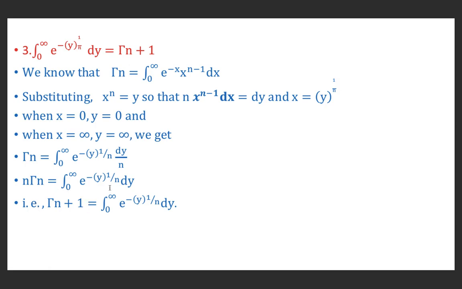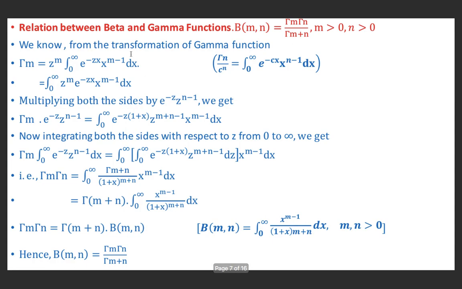So this is equal to the integral from 0 to infinity of e raised to minus y whole raised to 1 upon n dy. So we have proved that the integral from 0 to infinity of e raised to minus y whole raised to 1 upon n dy is equal to gamma n plus 1.